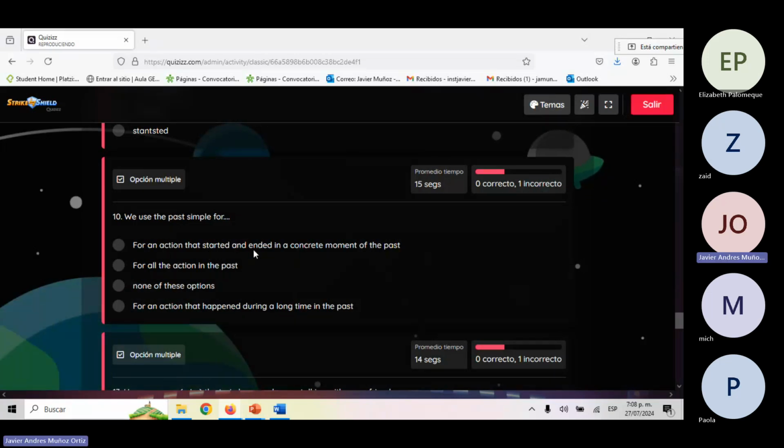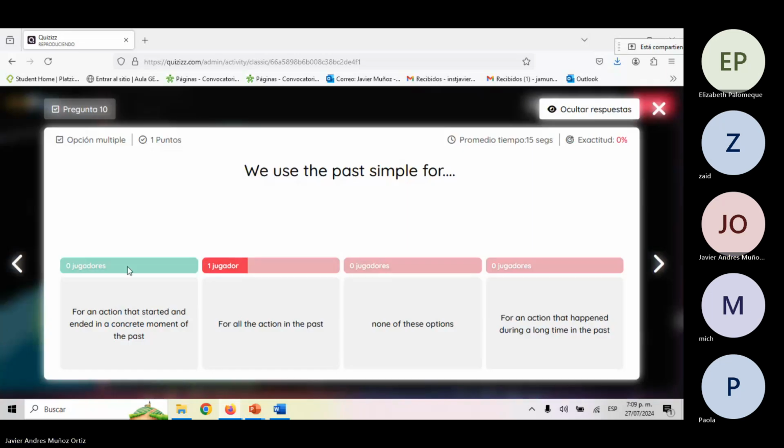Para una actividad que empezó y terminó en un momento concreto del pasado, sí, tiene mucho sentido. ¿Para una actividad que sucedió durante un largo periodo de tiempo del pasado? Sí, pero ¿cuál de todas entonces es más coherente? La opción 1. Sí, esta es como la más útil aquí en este caso.